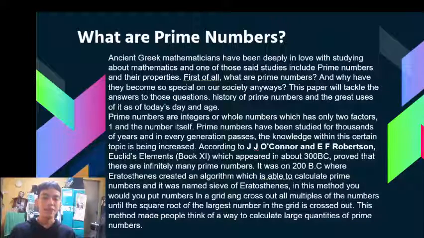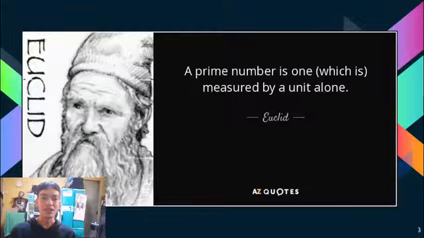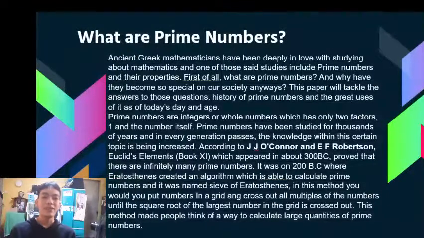And ever since Euclid established a book called the Elements, Book 11, he stated in that book that there is an infinite amount of prime numbers. But they couldn't be found out because there were no algorithms yet. They couldn't establish which prime numbers were where yet.